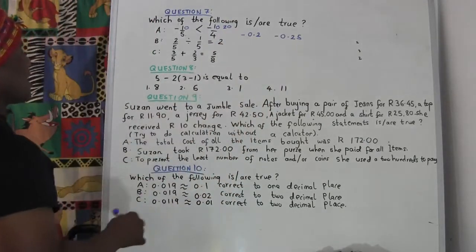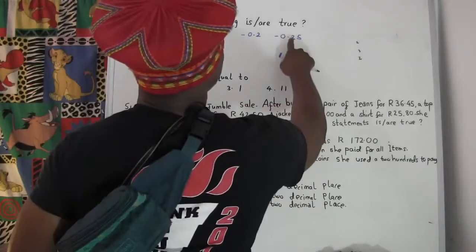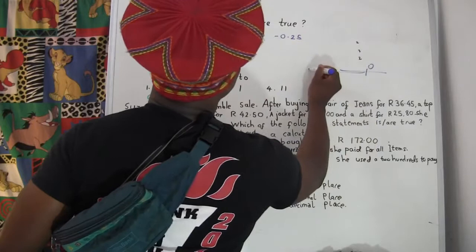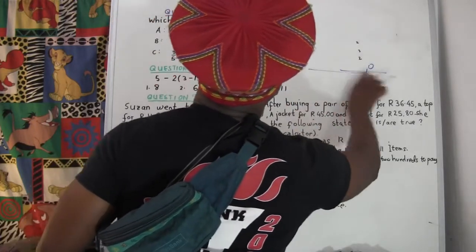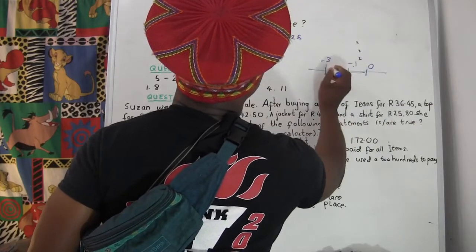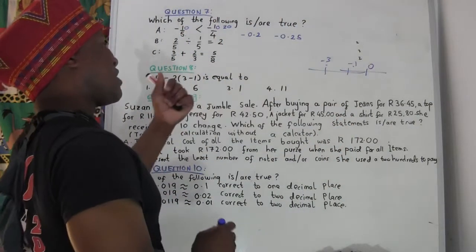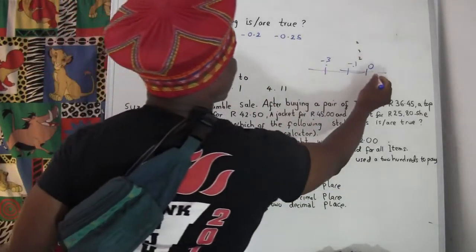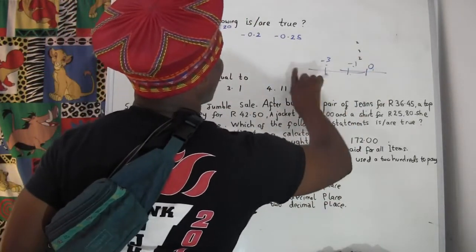So now which number is bigger between the two? Look, this is 2.5, this is 2. If you have a number line, this is 0. The more you go to the left, the smaller the number gets. The more you go to the right, the bigger the number gets. It means if I have -1 and -3, -1 is bigger than -3, because the more you go to the left, the number is getting smaller. So this is bigger than this.